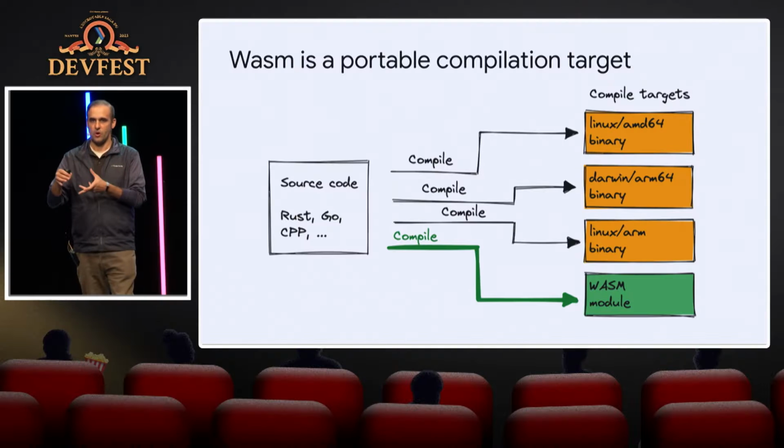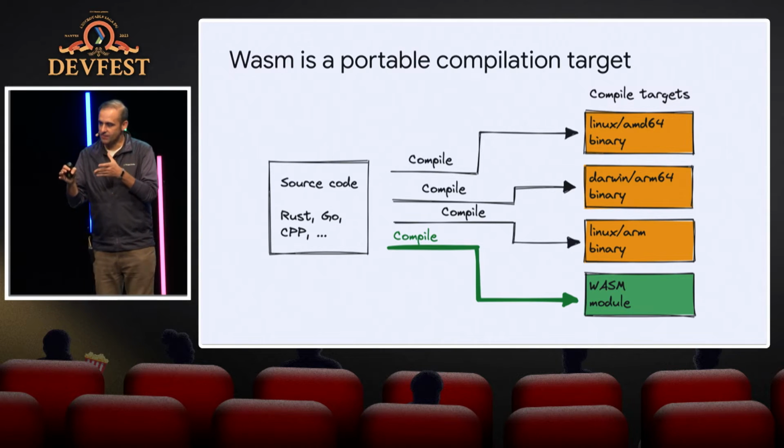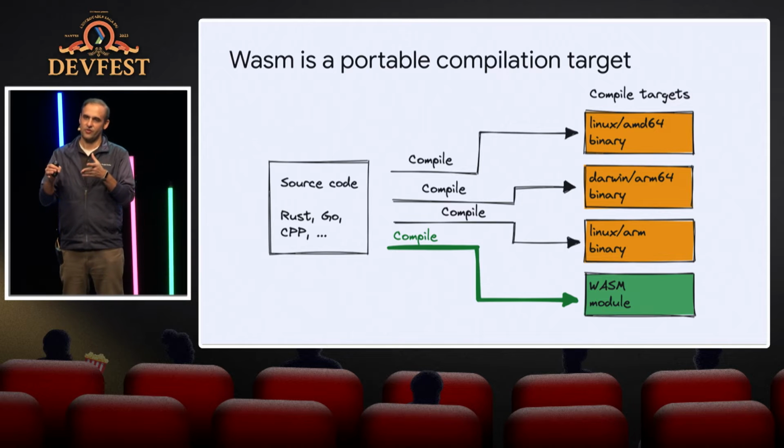Now, as I mentioned, normally you take your code, compile it for an architecture, and create a container for that architecture and run it there. Whereas in Wasm, you take your code, compile to Wasm module, and that's it. So you don't need to think about architectures. This might not seem like a big deal, but it actually frees you a lot.